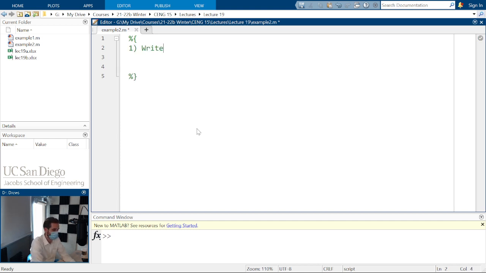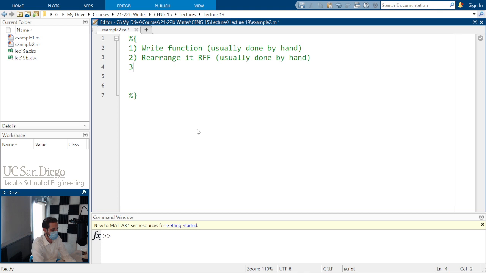So the first thing we're going to do is write the function. Usually this is done by hand, so we're not actually going to do it here. There are some ways that if you're doing a live script, you can actually write the function in there, so it looks like math, but we're not going to bother with that. Then we have to rearrange it to root finding form. Again, usually done by hand. There is a computer algebra system inside MATLAB that can do the rearranging for you. I don't know it well enough to teach you how to use it. I don't use it very often. It's not that hard to rearrange it to root finding function, right? You just throw everything onto one side.